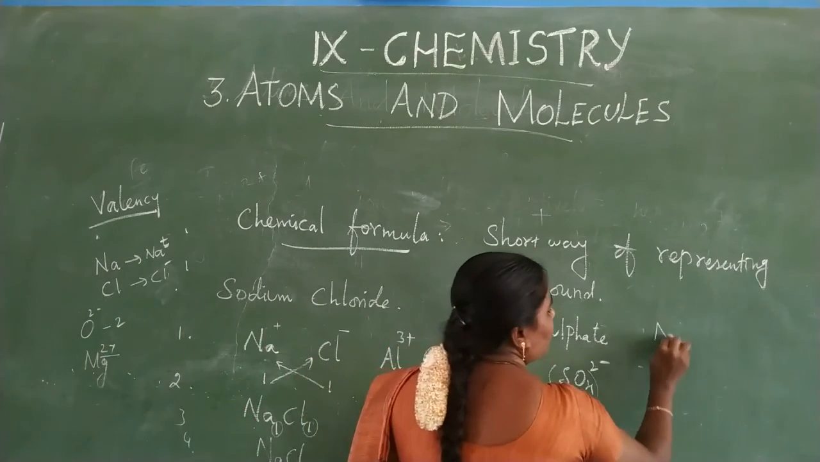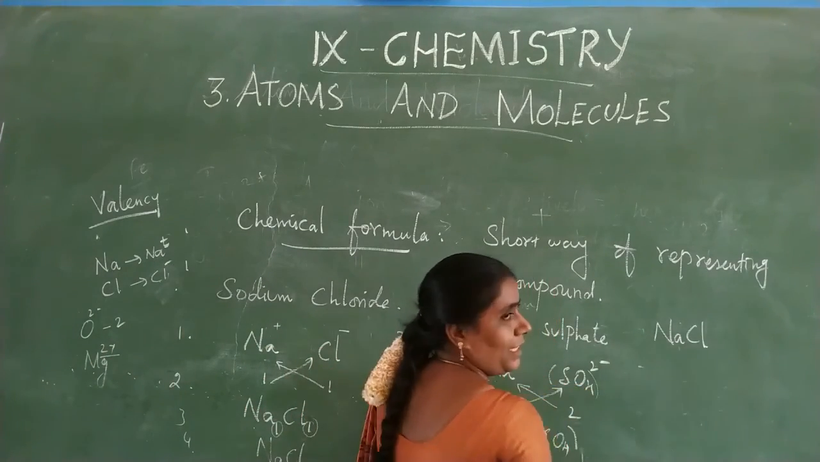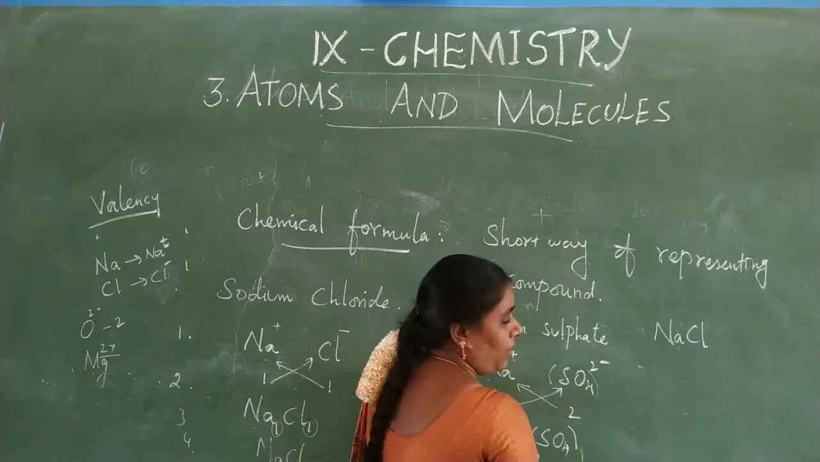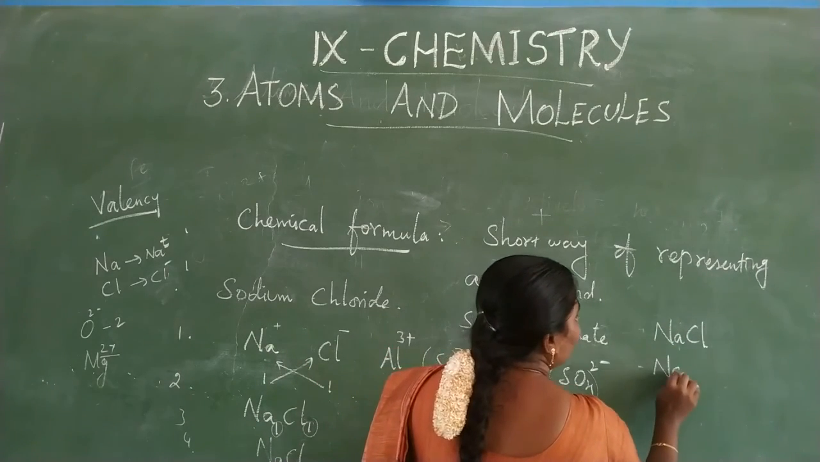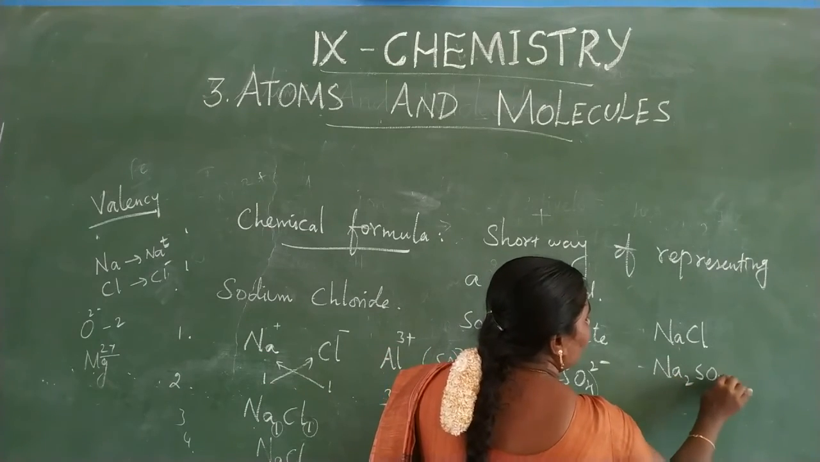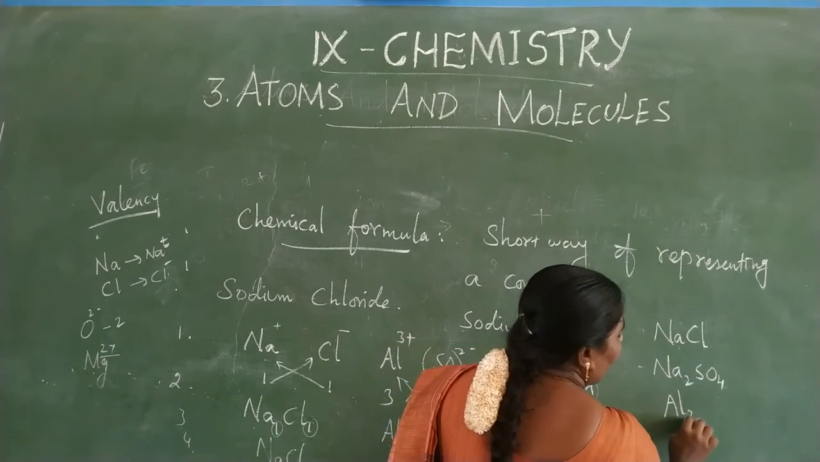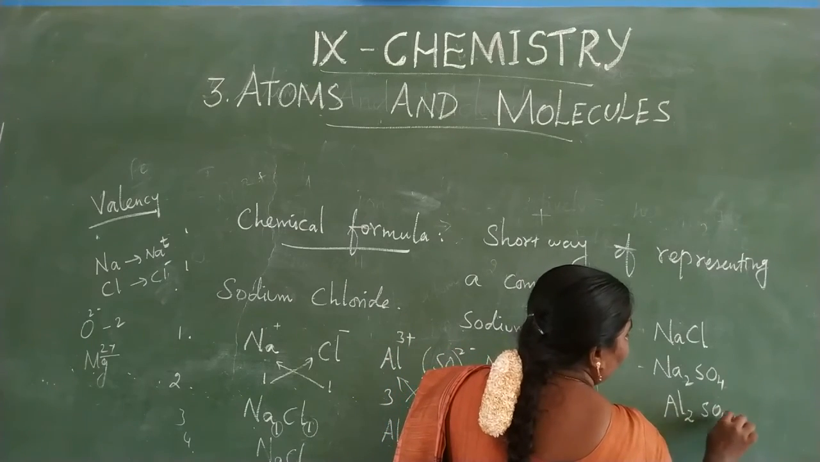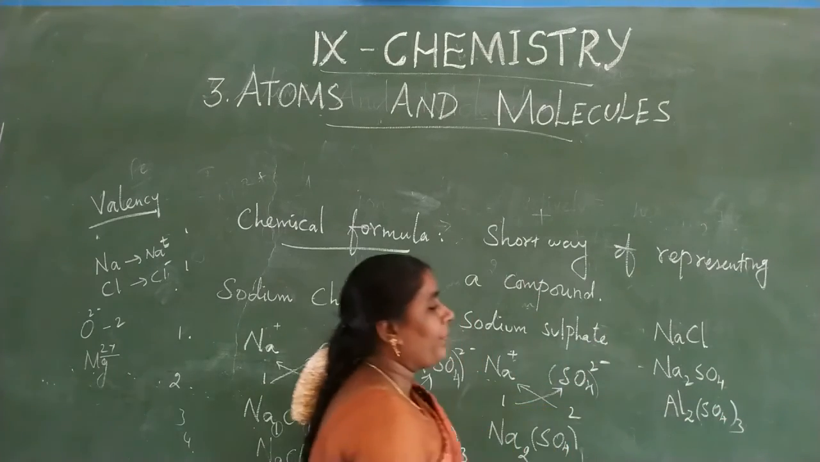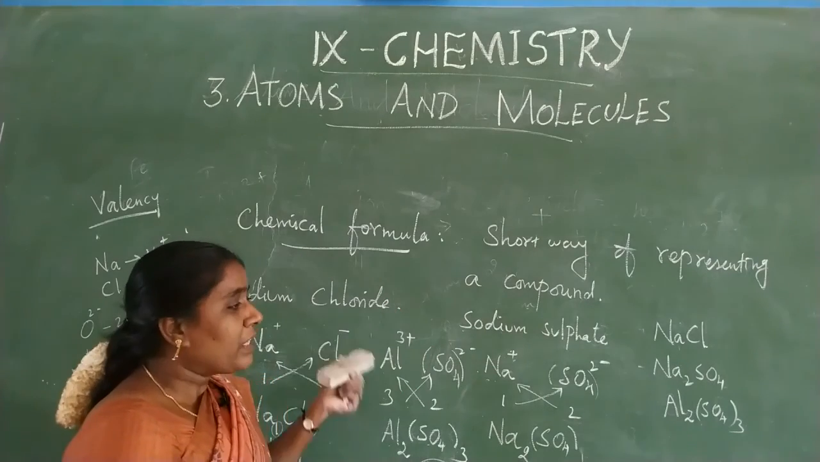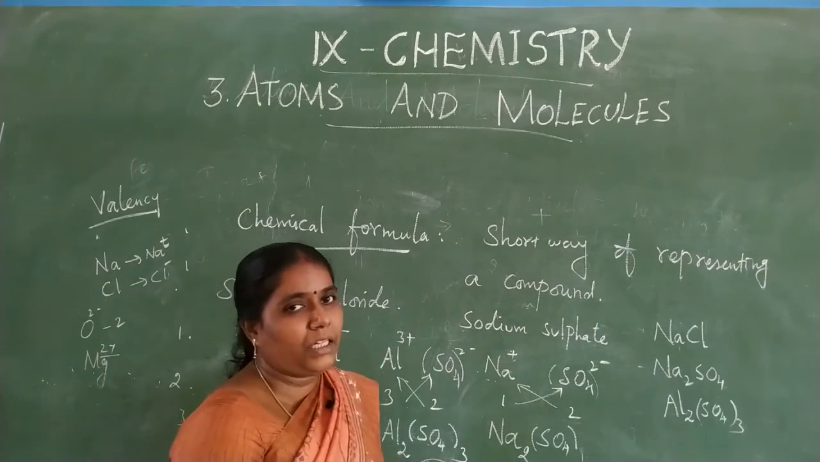So what's the formula for sodium chloride? It is NaCl. While writing, N capital, a small, C capital, l small. Same like this, sodium sulfate, Na2SO4. And same like this, aluminium sulfate, Al2(SO4)3. So like this, without charge, finally you have to write the formula. So this is the way to write a chemical formula.